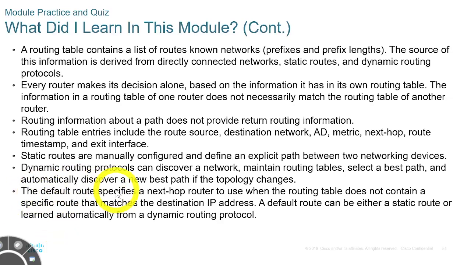The default route, what's the default route? It specifies a next hop router to use when the routing table doesn't find a specific path or good path that matches the destination IP address. In this case, a default route can be either static or learned from the routing protocols.